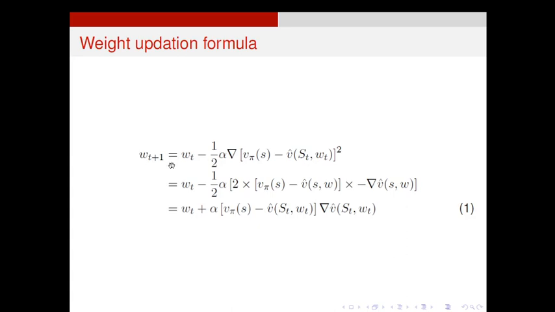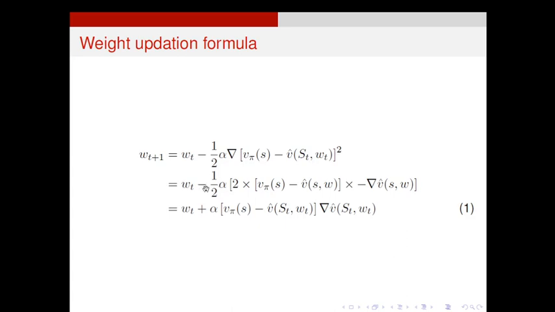Now W t plus 1 is equal to W t minus half into the learning rate alpha into del of v pi of s minus v cap of s t comma w t, the whole square. Del means the partial differential operator. Now we apply the derivative operation. Just recall the result: the derivative of x square is 2x. So 2 into the expression in the argument.